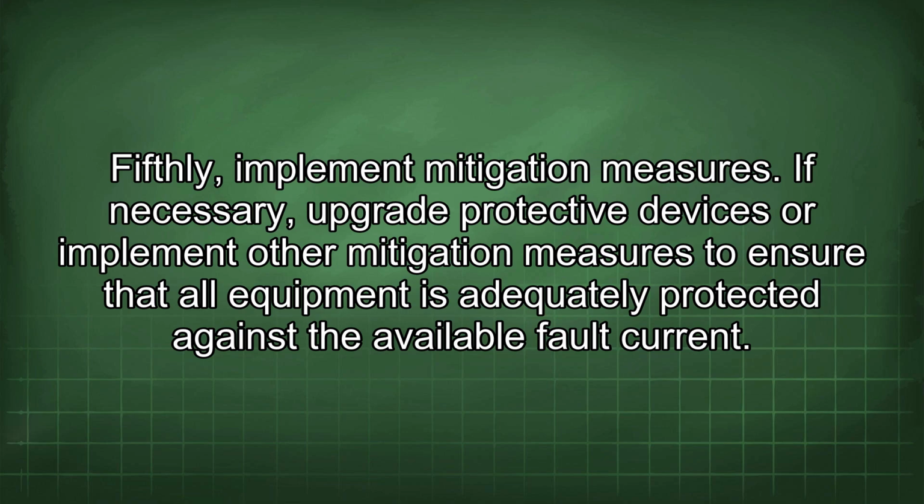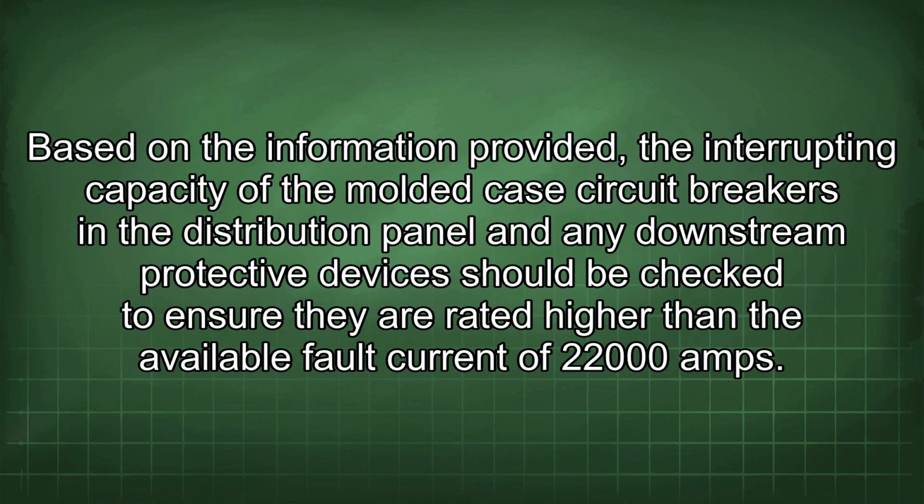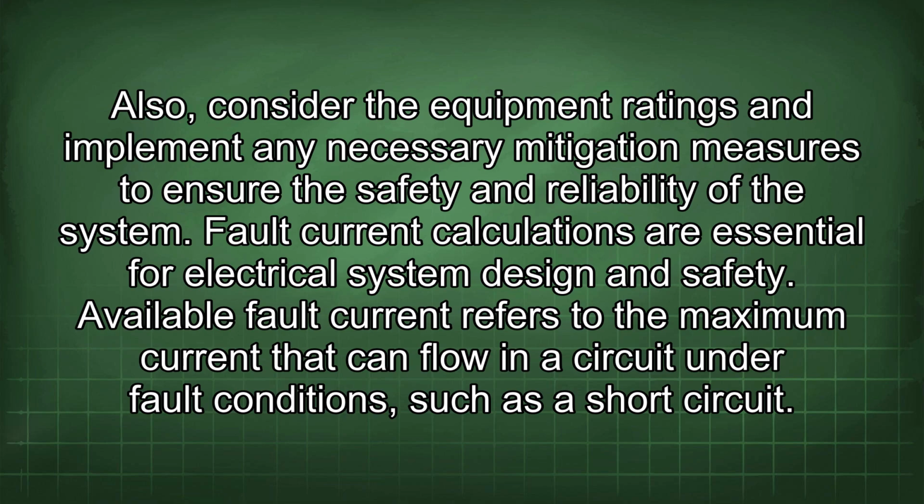If necessary, upgrade protective devices or implement other mitigation measures to ensure that all equipment is adequately protected against the available fault current. Based on the information provided, the interrupting capacity of the molded case circuit breakers in the distribution panel and any downstream protective devices should be checked to ensure they are rated higher than the available fault current of 22,000 amps. Also, consider the equipment ratings and implement any necessary mitigation measures to ensure the safety and reliability of the system.